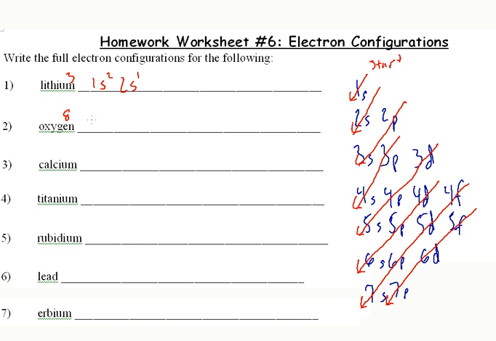Oxygen, it's got 8 electrons, so we're going to start where we started before, 1s2, 2s2, 2p4. Our exponents will add up to the number of electrons there. So that's our electron configuration for oxygen.